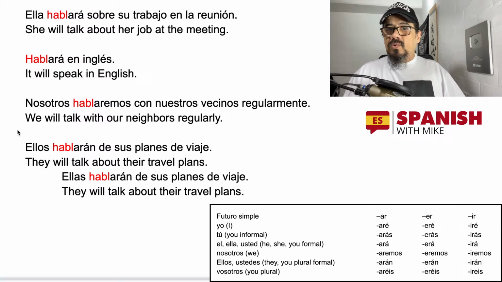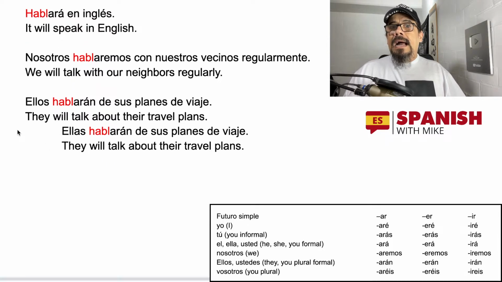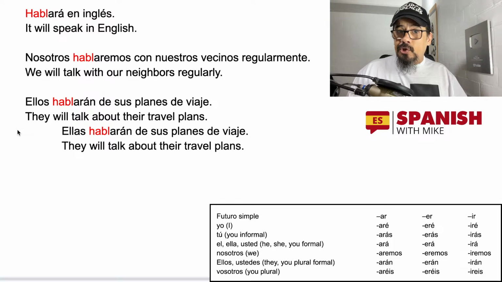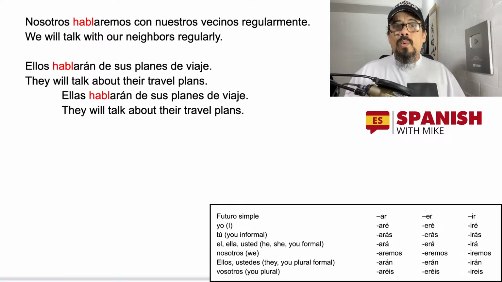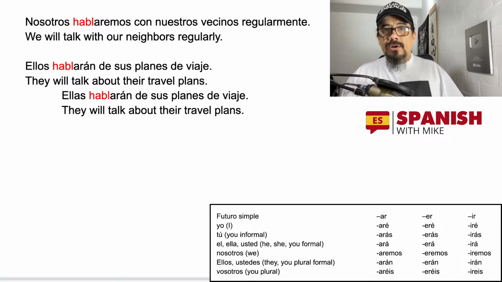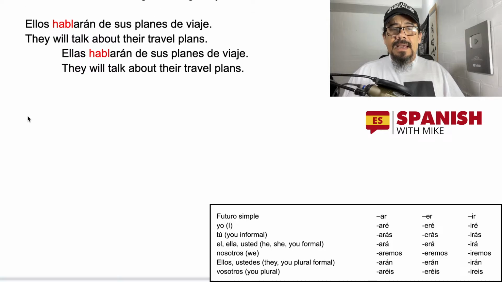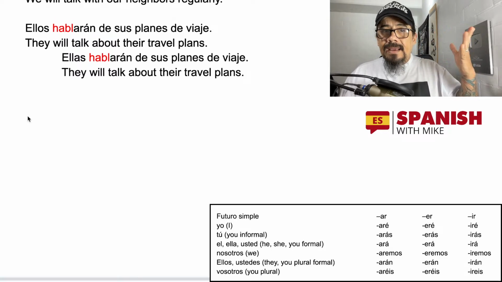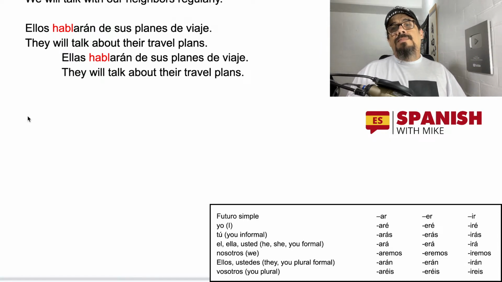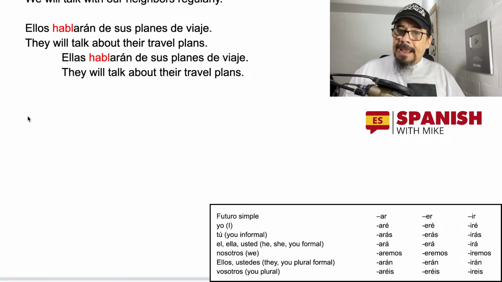Ella hablará sobre su trabajo en la reunión. She will talk about her job at the meeting. Hablará en inglés. It will speak in English. Nosotros hablaremos con nuestros vecinos regularmente. We will talk with our neighbors regularly. Ellos hablarán de sus planes de viaje. They will talk about their travel plans. Male. Ellas hablarán acerca de sus planes de viaje. Female.